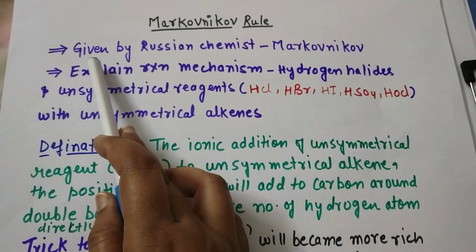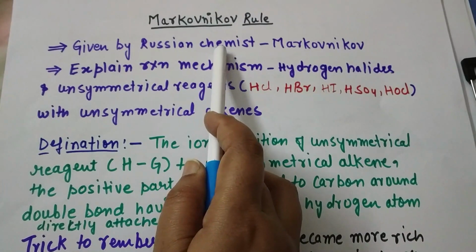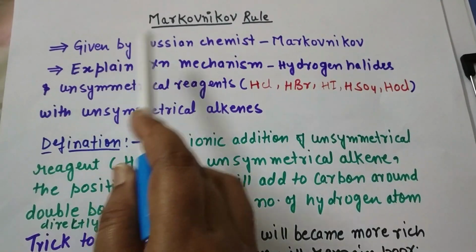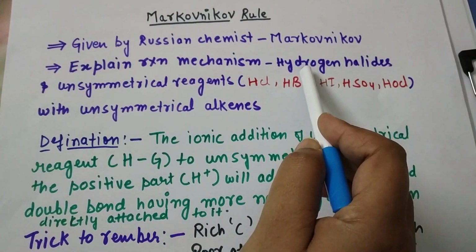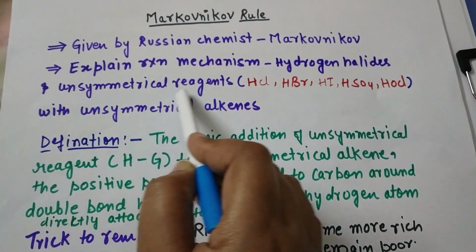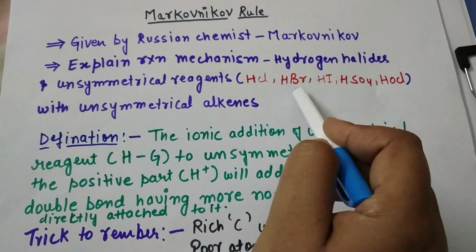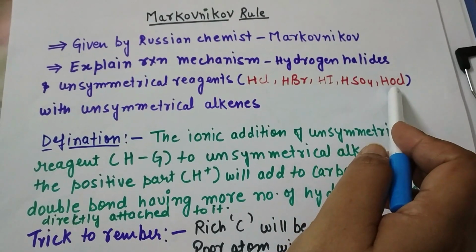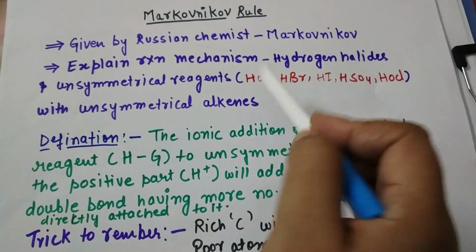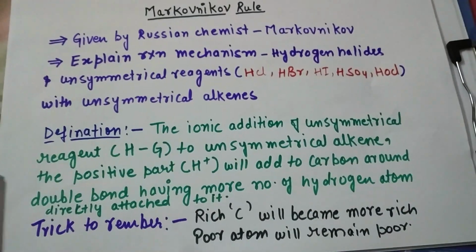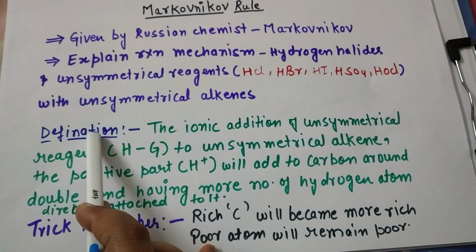Markovnikov rule. This rule is given by the Russian chemist Markovnikov. This rule explains how hydrogen halides and asymmetrical reagents like HCl, HBr, HI, H2SO4, and HOCl react with an unsymmetrical alkene, and which type of products will form. So here let's see the definition.